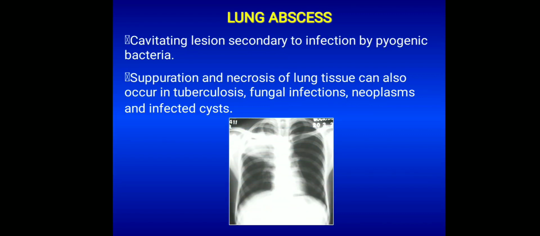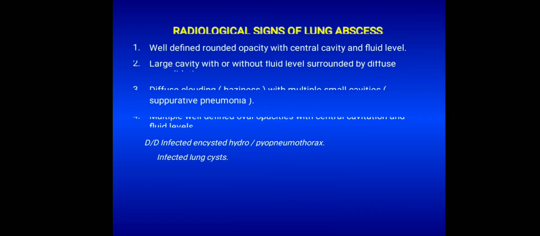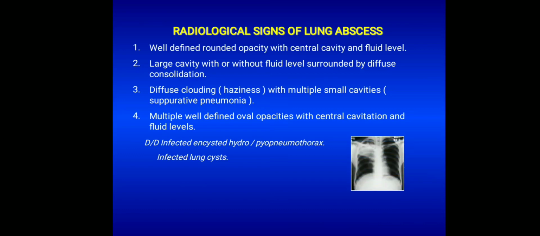Then lung abscess. What is lung abscess? It's a cavitating lesion secondary to infection by pyogenic bacteria. There is suppuration and necrosis of lung tissue which can lead to the pathology and occurs in tuberculosis, fungal infections, neoplasms and infected cysts.